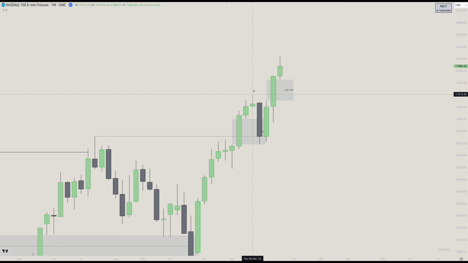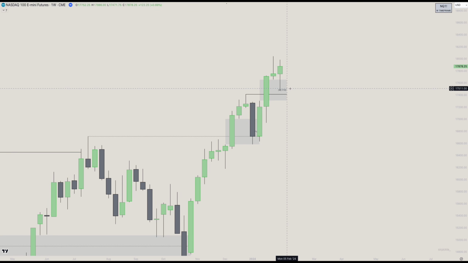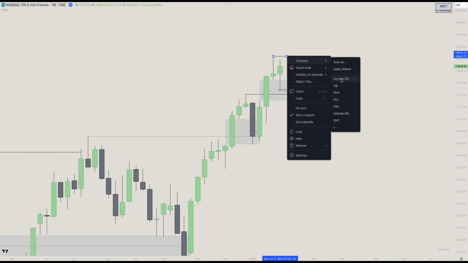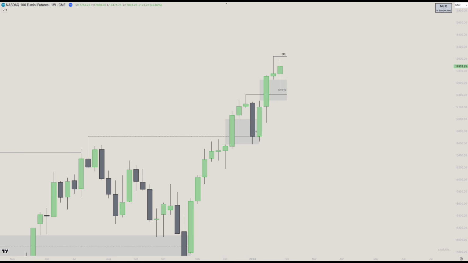And we also have this old overlapping high right there. So there is your IRL tagged. Next expectation for price, your new draw on liquidity becomes this swing high. So this is your new IRL to ERL higher time frame context. And within this, you can find all your long trade setups.